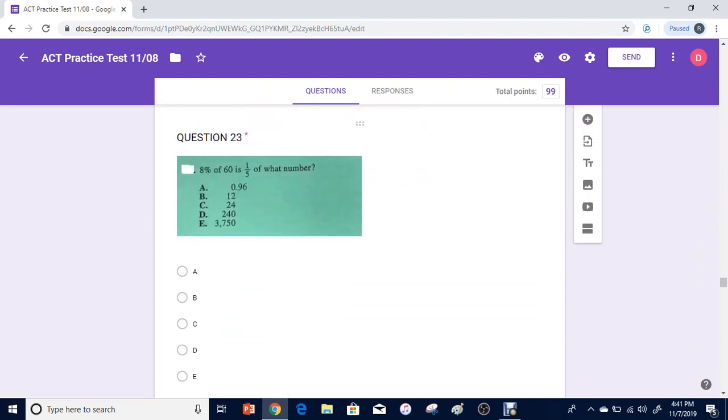All right, 8% of 60, 0.08 of 60, I'm going to multiply, and that's going to give me a number, and that's going to equal 1/5 of another number. So I take 8% of that equals 1/5 times x. Solve for x.